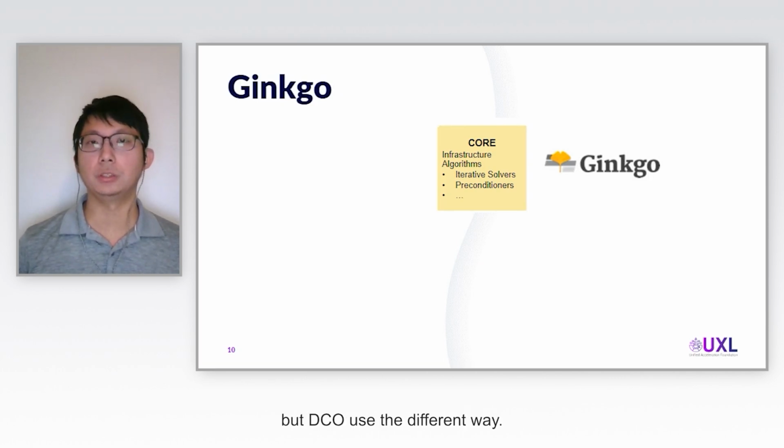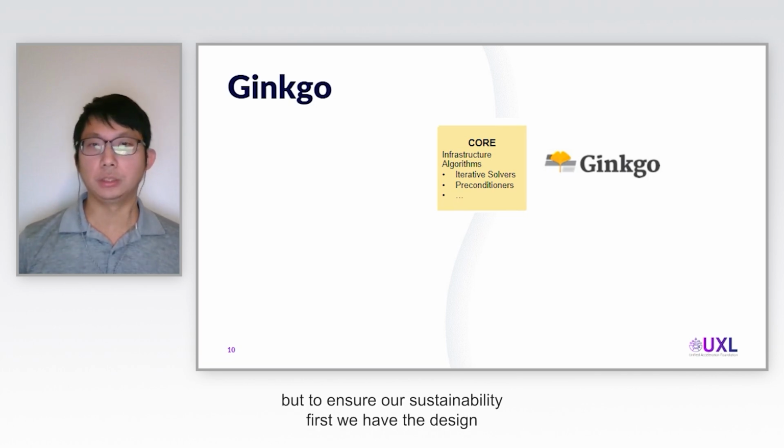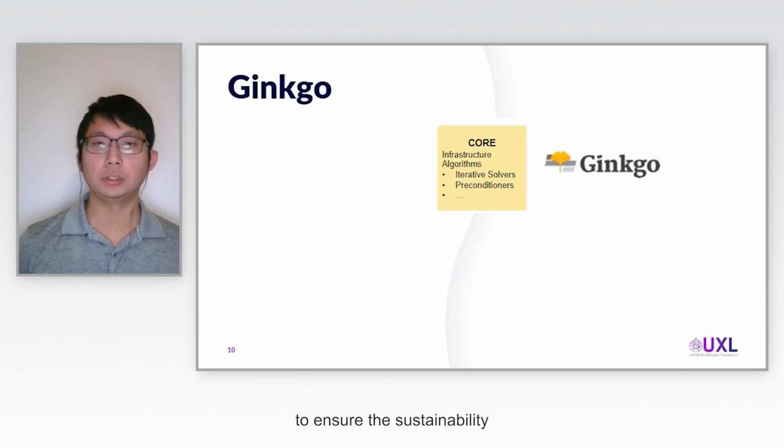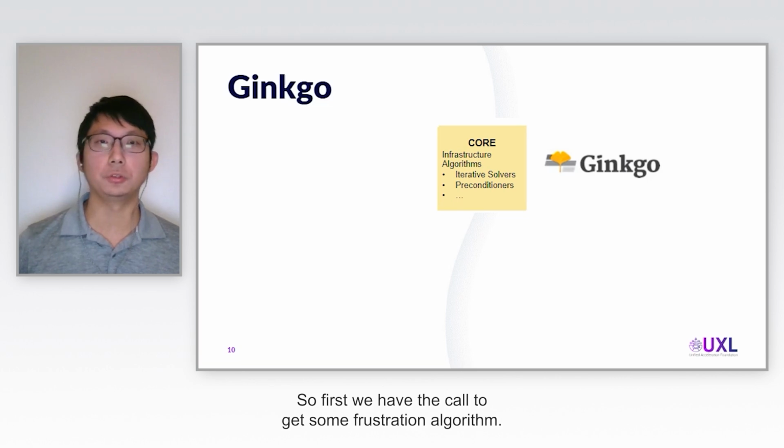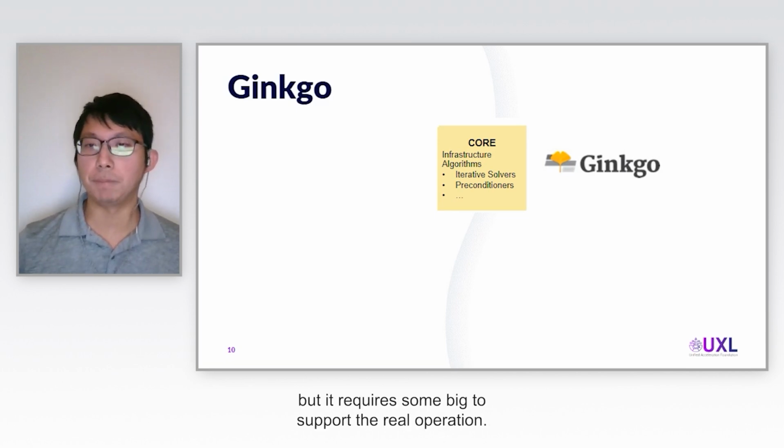But Ginkgo uses a different way: we use the native language to support different backends. To ensure sustainability, we designed with sustainability and portability in mind. First, we have the core, which contains the infrastructure and algorithms. You write your pseudo code for an iterative solver or a preconditioner, but it requires a backend to support the real operations.